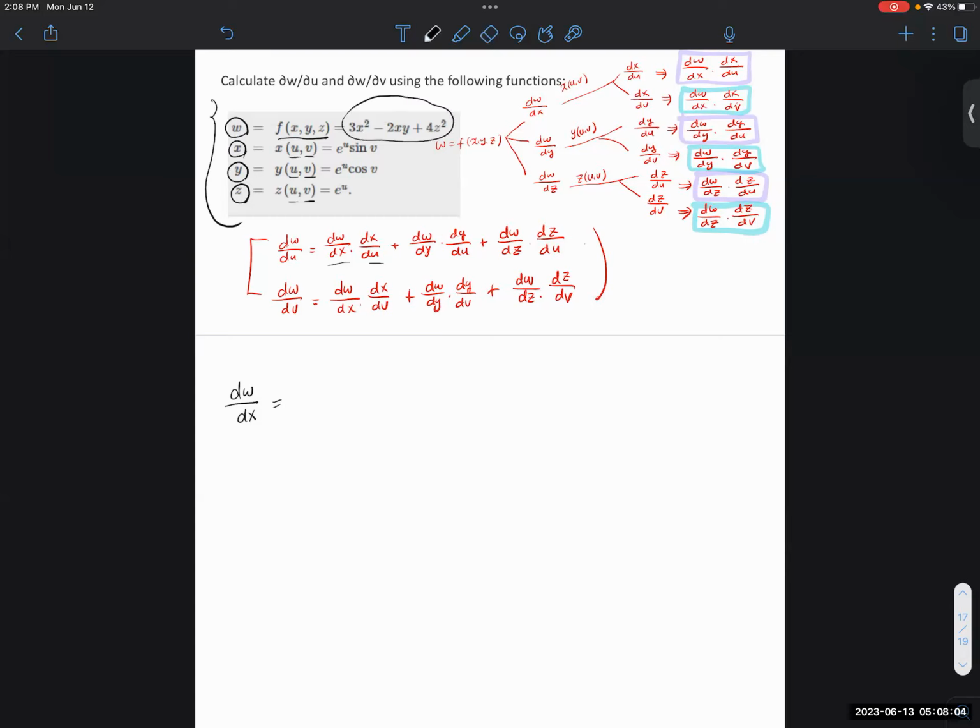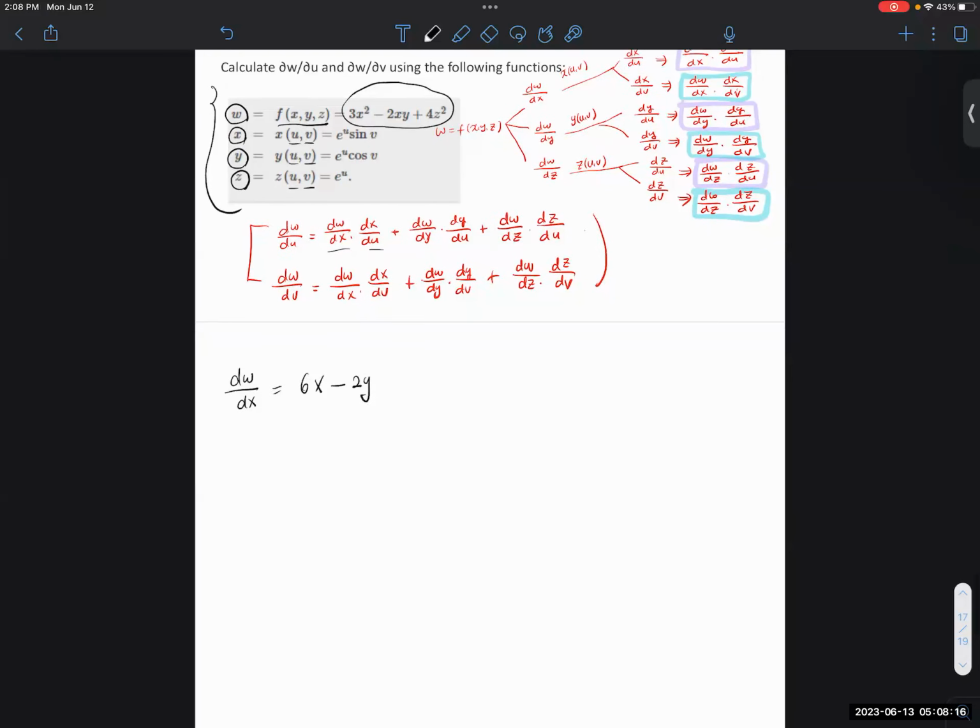So y and z, that's going to be the constant. So 6x minus 2y is the constant, and x is going to be 1, and that's the 0. And then let's do the next one.